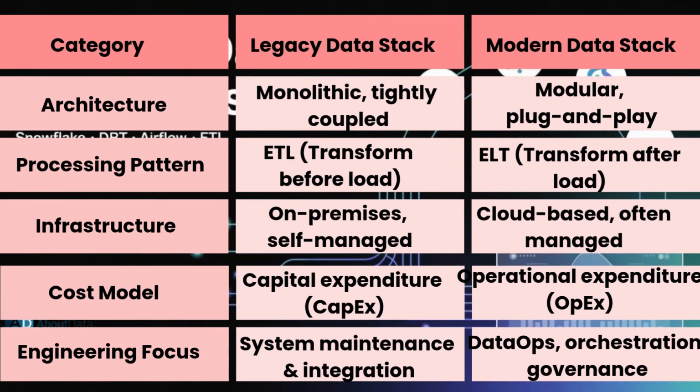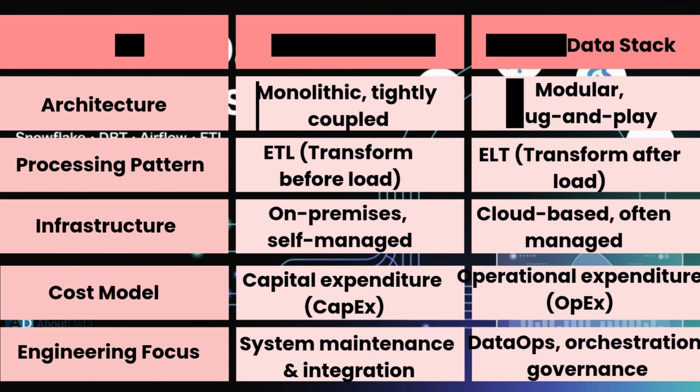Category: legacy data stack, modern data stack. Architecture: monolithic, tightly coupled; modular, plug-and-play. Processing pattern: ETL, transform before load; ELT, transform after load. Infrastructure: on-premises, self-managed; cloud-based, often managed. Cost model: capital expenditure, CapEx; operational expenditure, OpEx. Engineering focus: system maintenance and integration; data ops, orchestration, governance.